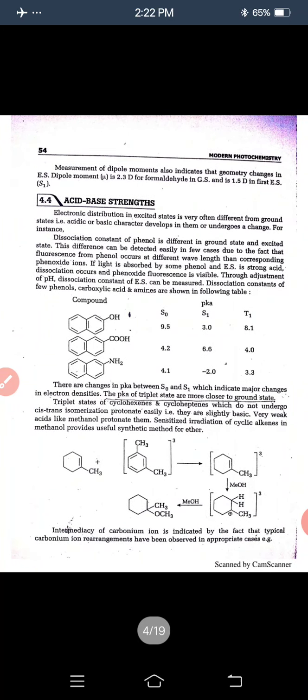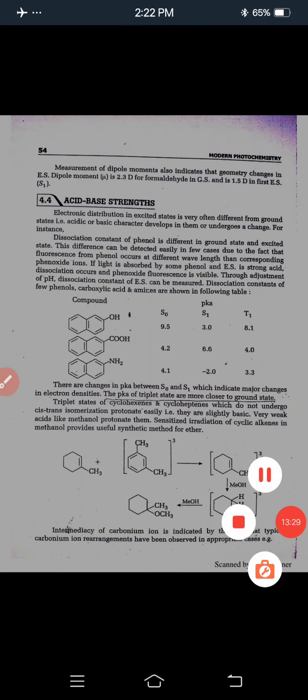Measurement of dipole moment also indicates that geometry changes in the excited state. The dipole moment mu is 2.3 D for the formaldehyde ground state, and it is 1.5 D in the first excited state S1.